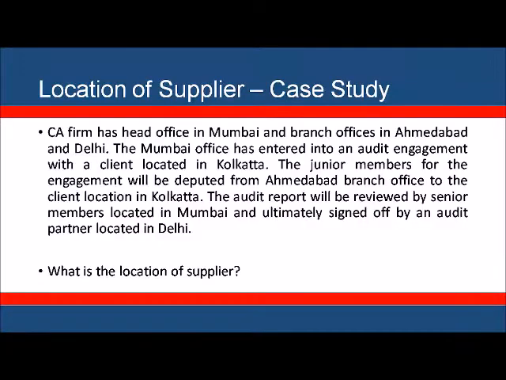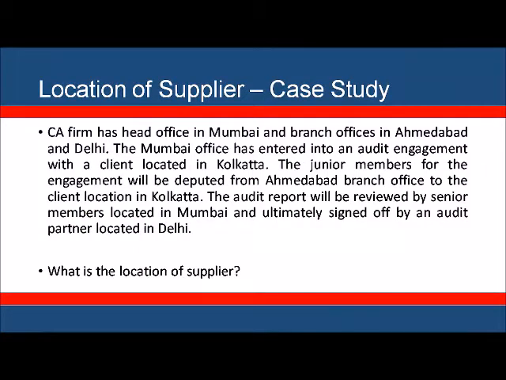That takes me to an important question which has still not been addressed. How do you decide what is the location of supplier and the place of supply? And therefore, necessarily, whether you will be applying a combination of CGST, SGST or an IGST. And to answer that, we will take a very simplistic example of a chartered accountancy firm which has a head office in Mumbai and branches in Delhi and Ahmedabad. And we are taking an example where the Bombay office enters into an engagement letter with a client located in Calcutta. The work for that assignment is partially done from Ahmedabad, partially from Bombay and partially from Delhi. And the final sign off by the audit partner happens from Delhi.